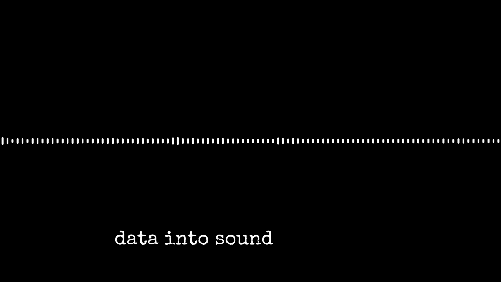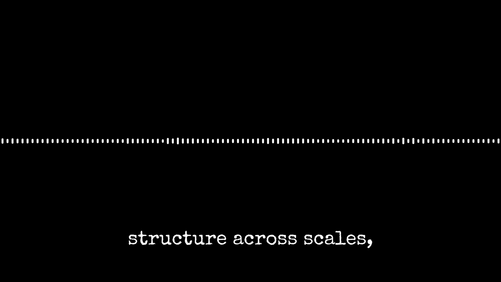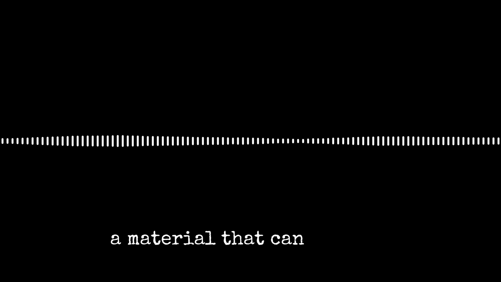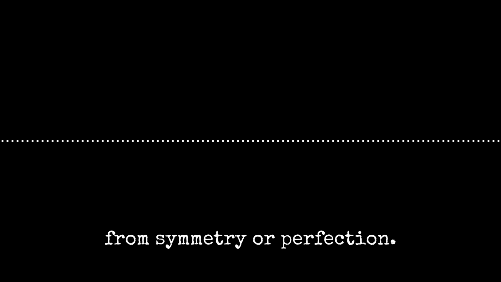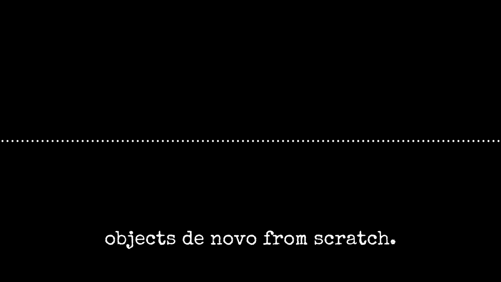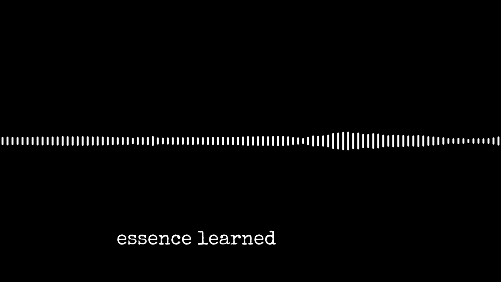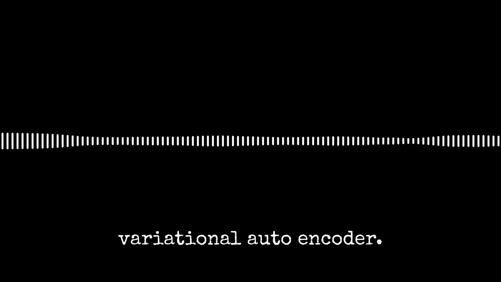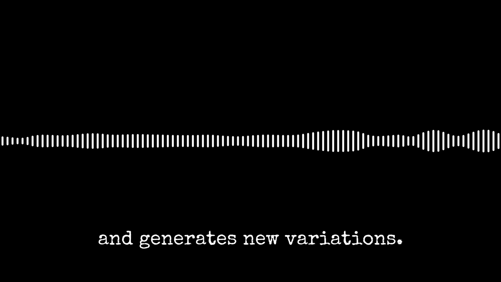We've been careful to define terms as we go, but let's take a quick glossary pause. Sonification, turning data into sound. Hierarchy, structure across scales. Defect, an irregularity in a material that can improve properties like toughness. In music, a productive break from symmetry or perfection. Isomorphism, a structure-preserving translation between systems. Superposition, combining waves to form new ones. Wave-particle duality, the dual nature of quantum objects. De novo, from scratch. Latent space, a compressed map of essence learned by a model. Variational autoencoder, a model that learns such a map and generates new variations.